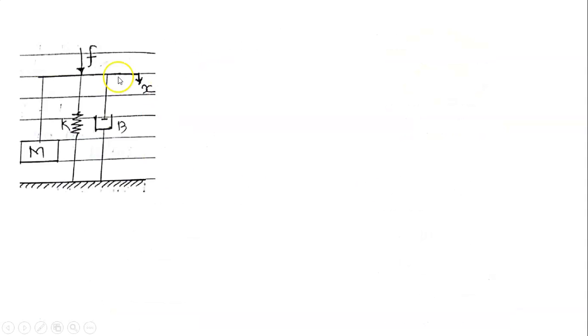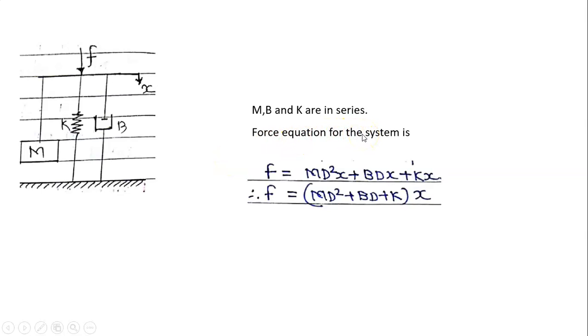Therefore, the same diagram is here. Now from this diagram you are observing that mass M, spring K and damper B are in series because these are mechanical elements. Therefore, the force equation for the system you can directly write down: F is equal to M D squared X plus B D X plus K X.